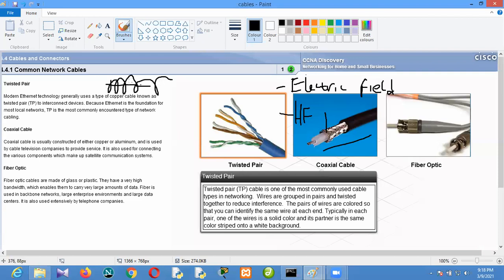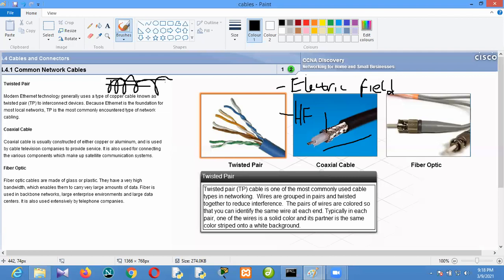So that field can affect your data cable. If your data cable is somewhere here, it will affect your data that is passing through it. So whenever you are running a cable as a network administrator or network engineer, you are meant to avoid electric field as much as you can.